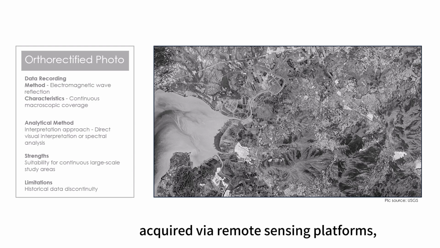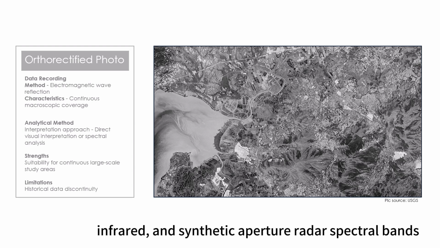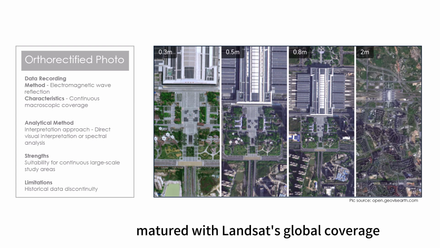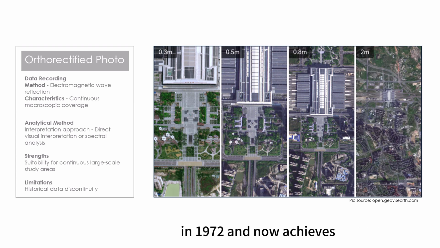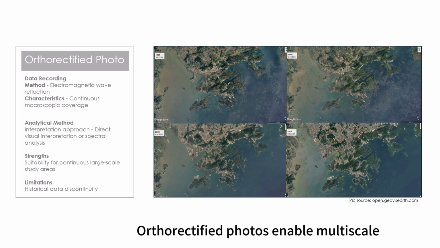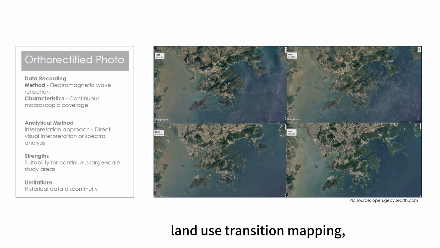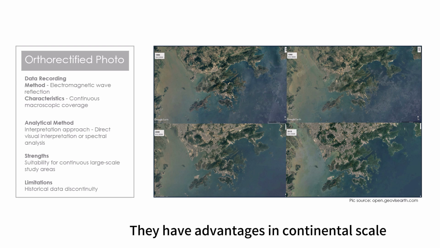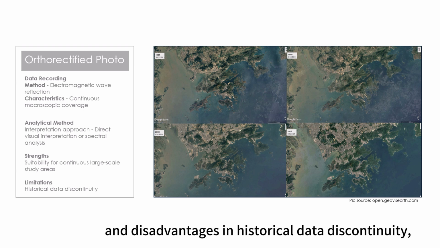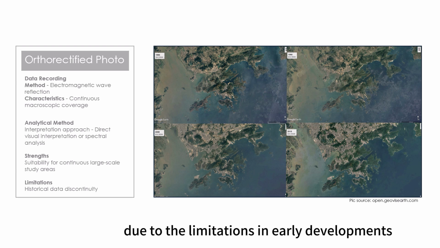The second is orthorectified photos from historical optical image, which are multi-temporal surface reflectance records acquired via remote sensing platforms, spanning visible, infrared, and synthetic aperture radar spectral bands. Originating from aerial photogrammetry in World War II, satellite mapping matured with Landsat's global coverage in 1972 and now achieves 0.3 meter resolution via some commercial systems. Orthorectified photos enable multi-scale urban sprawl modeling, land use transition mapping, and morphological detection. They have advantages in continental scale temporal continuity, with sub-meter precision, and disadvantages in historical data discontinuity due to the limitations in early developments.